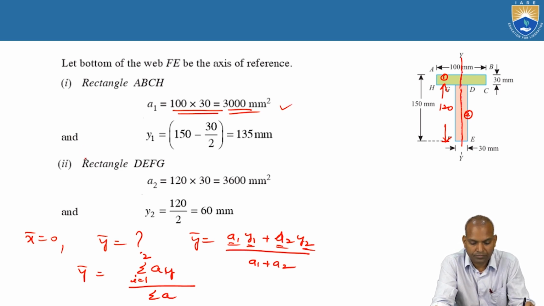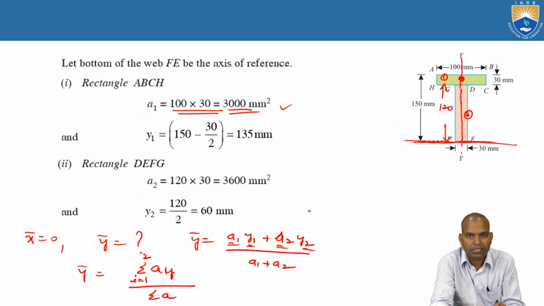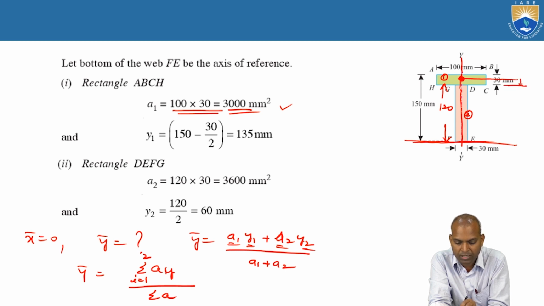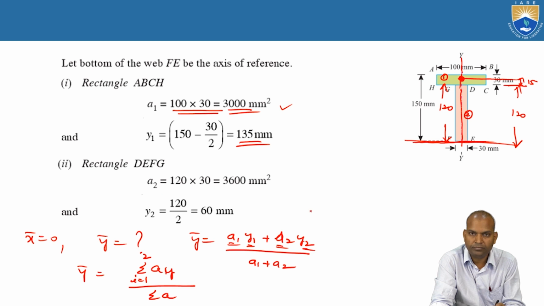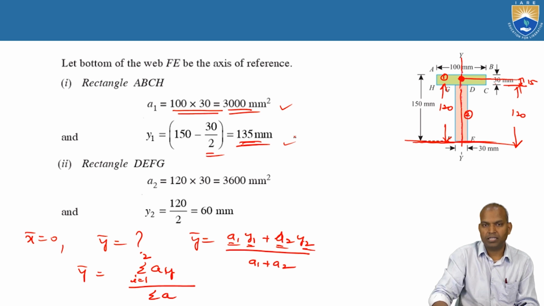Now what is Y1? The Y1 distance is the distance from the reference axis to the centroid of section 1. What is the centroid of the section from here? It is half of 30, that is 15. From here to here it is 120. 120 plus 15 is 135. Or we can find it as 150 minus 30 by 2, which also gives 135 millimeters. That is Y1.